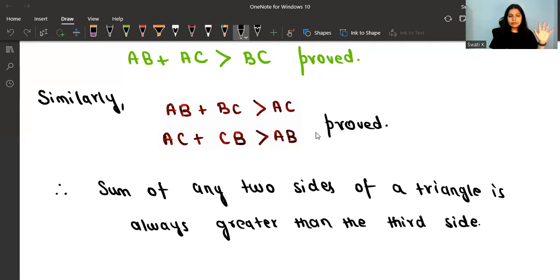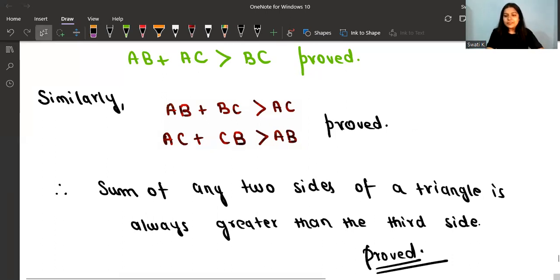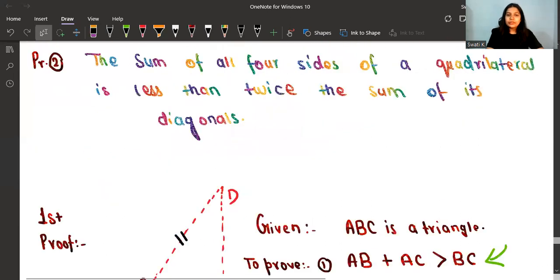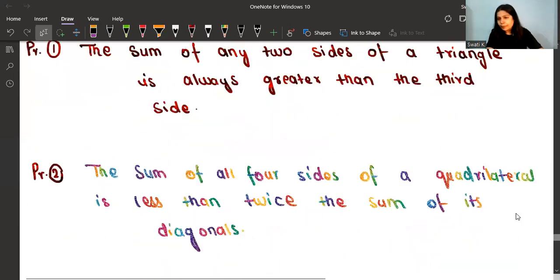So yes, sum of any two sides of a triangle is always greater than the third side. Proved. Yeah, we have finally written this word, proved. All right, so we are done with the first property. And as I said, the second property is going to be related to the first property. So let's quickly do the proof of the second one as well.